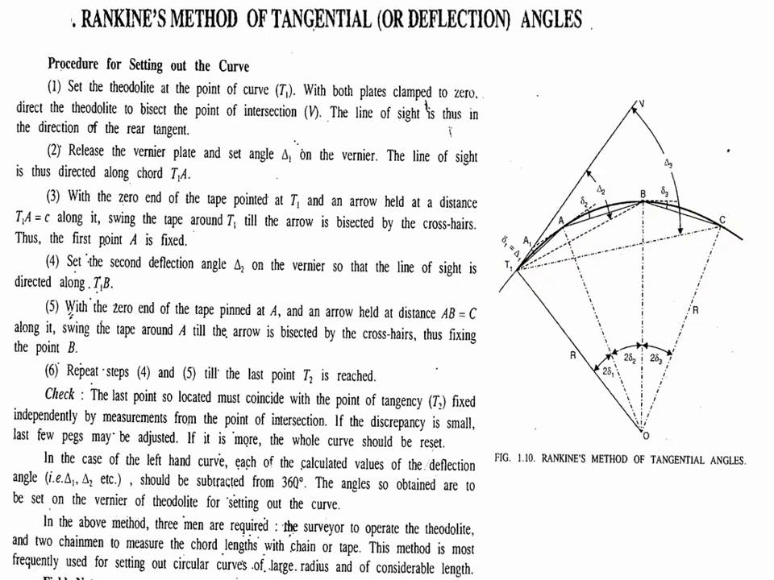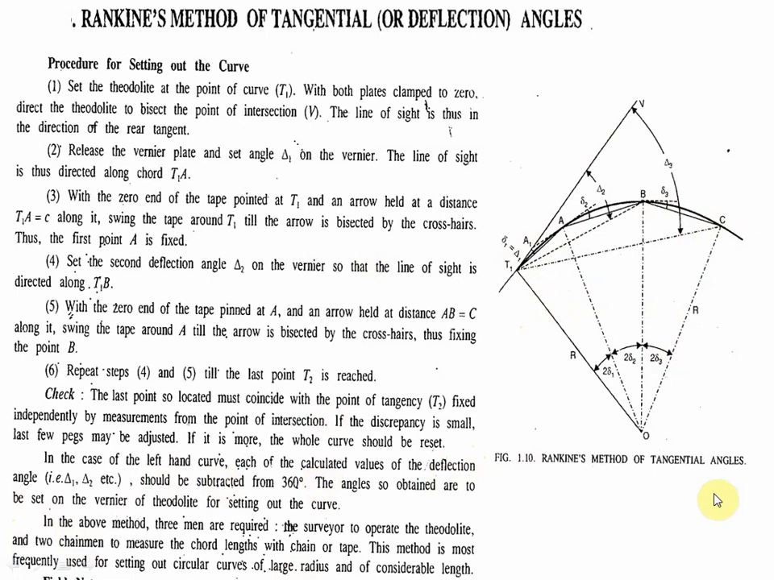That should be fixed independently by measurements from the point of intersection. If the discrepancy is small, the last few pegs may be adjusted. If the error is more, then you have to conduct the procedure again. So this is the procedure for a right hand curve.